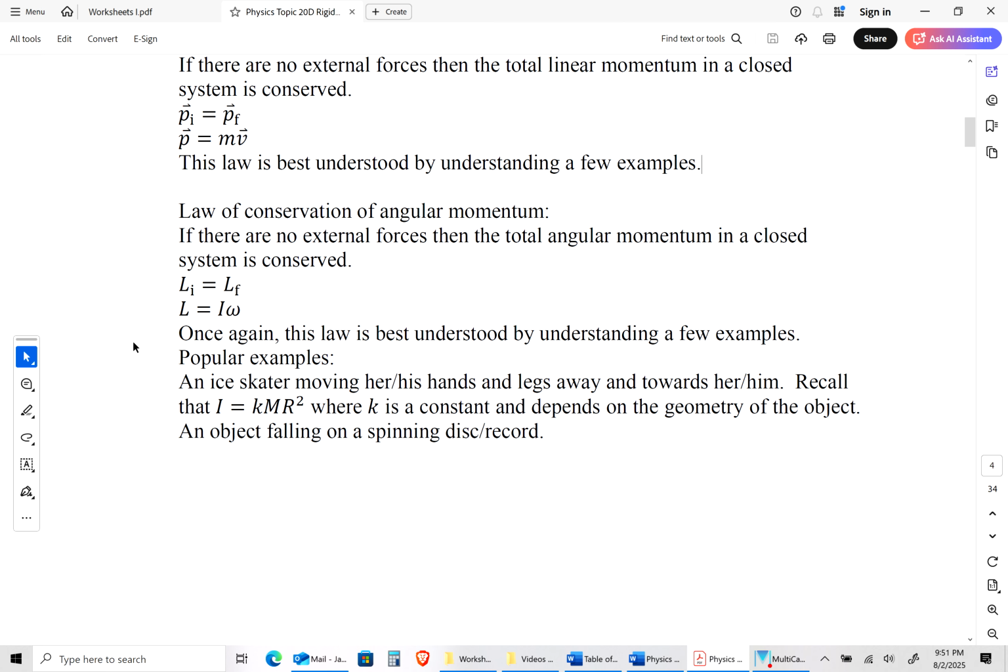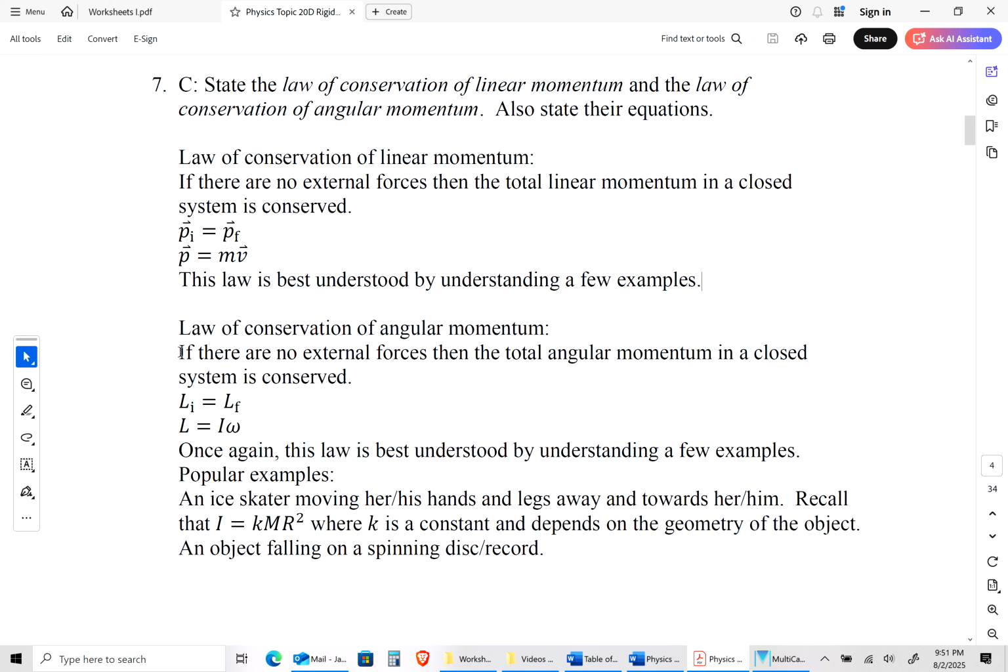Now this is the law of conservation of angular momentum. If there are no external forces, then the total angular momentum in a closed system is conserved. So L initial equals L final, where L is equal to I omega. We'll see an example or two later, hopefully, but think about an ice skater. When he or she is spinning and has the hands far apart, the ice skater is moving slowly. When the ice skater moves the hands closer together, they spin faster.